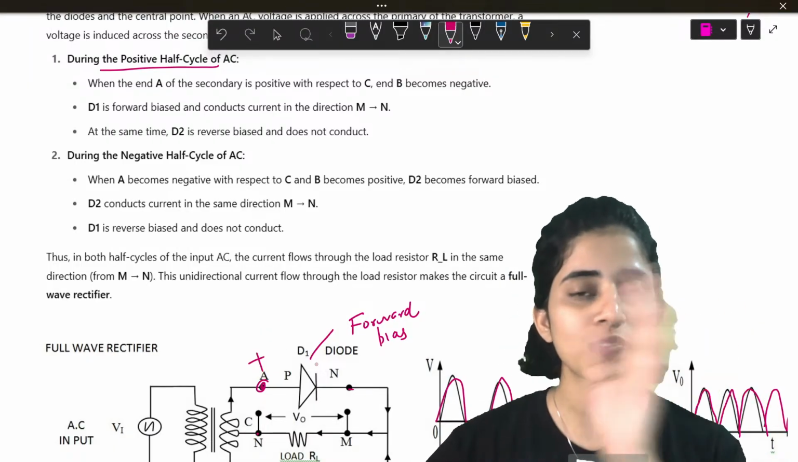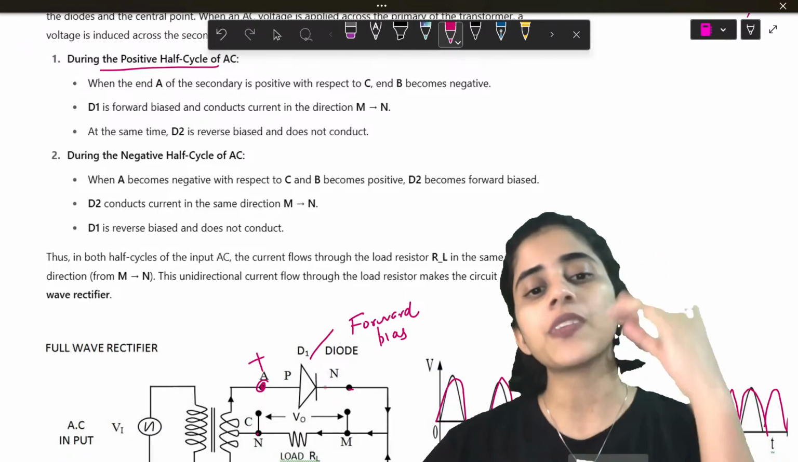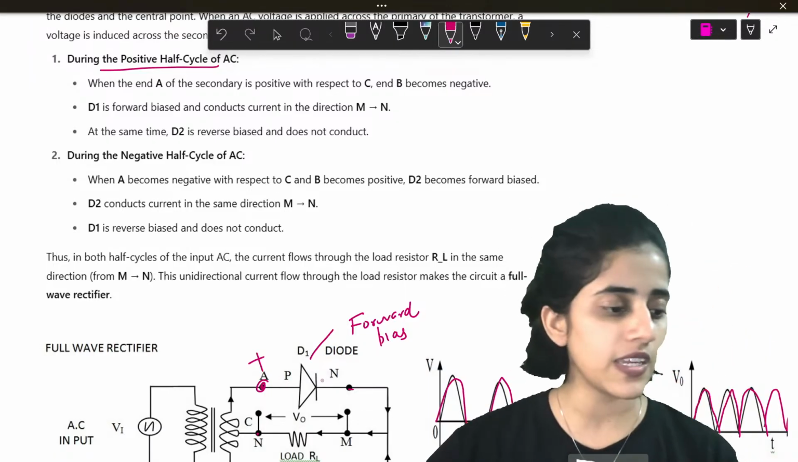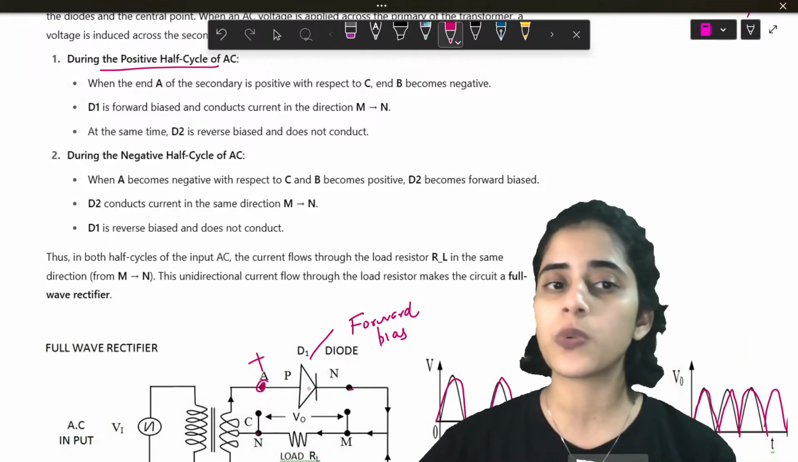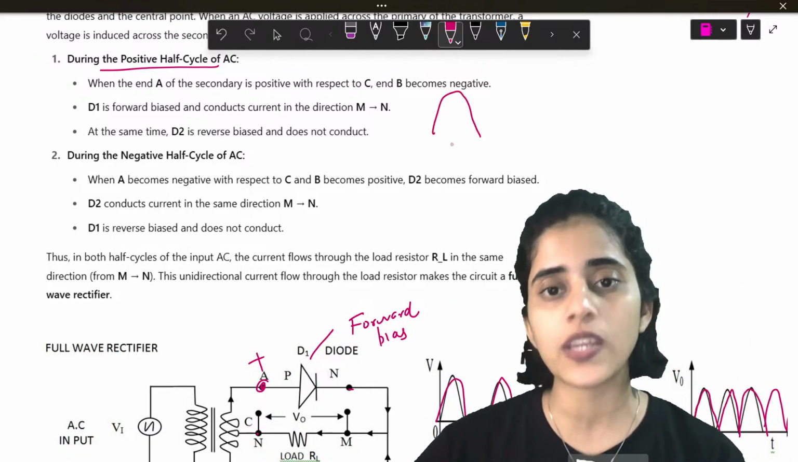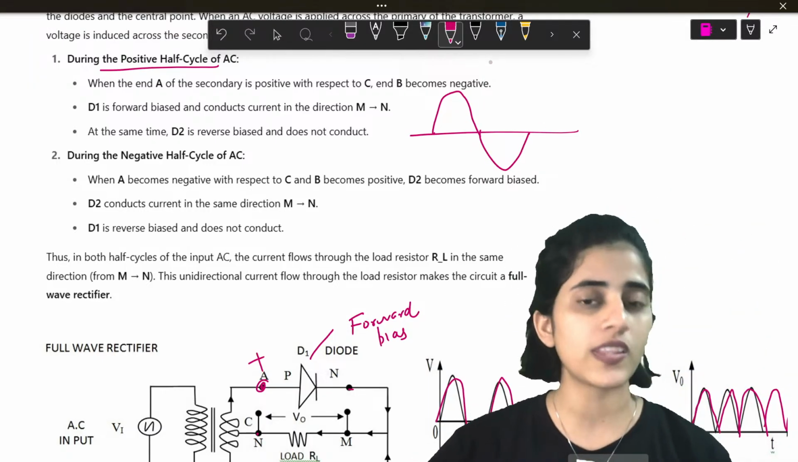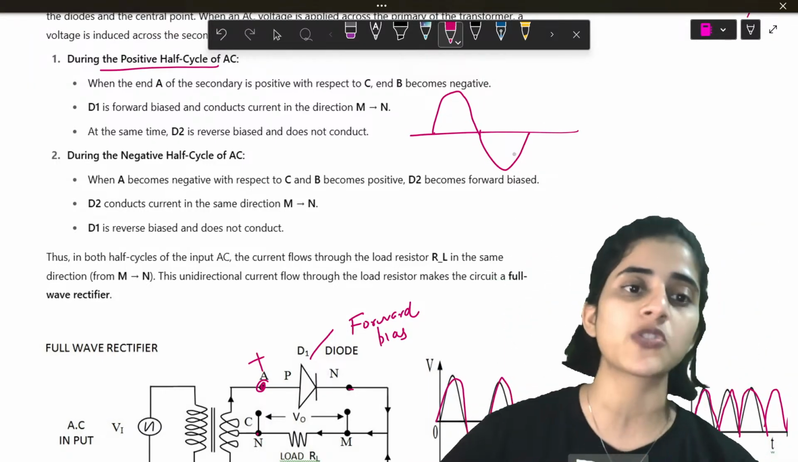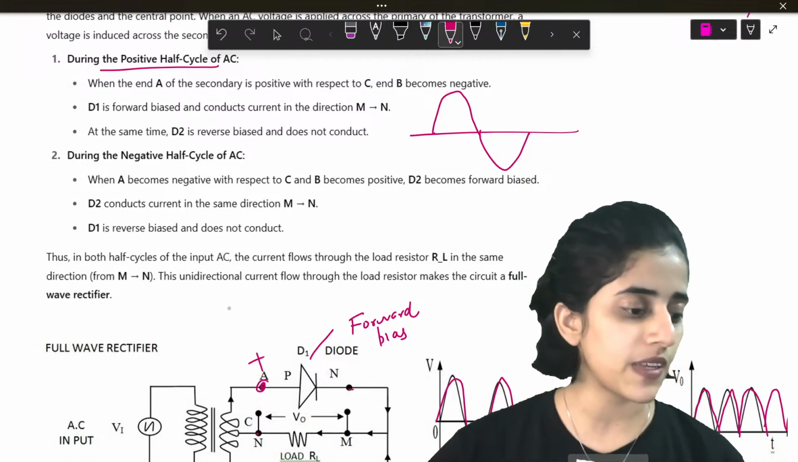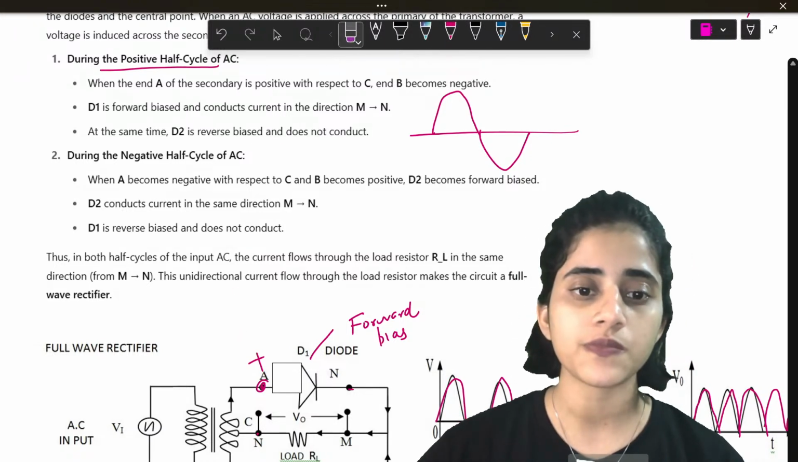So initially, A is positive, B is negative, and diode D1 is forward biased. So this is the input signal, right? This is when the input signal is this. Now, when this part comes, when the negative half cycle of AC comes to the diode, then what happens?